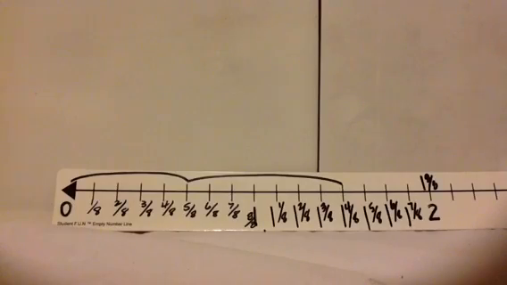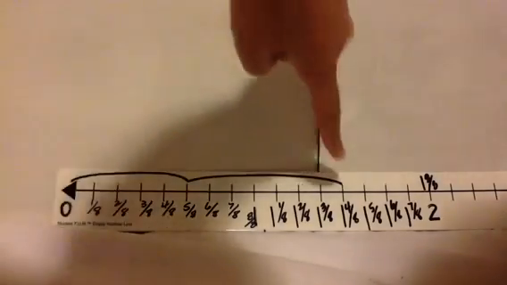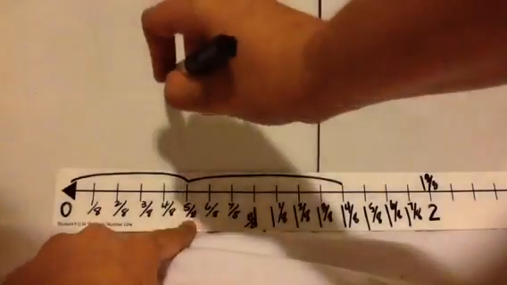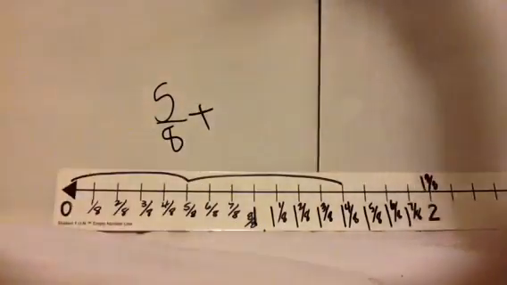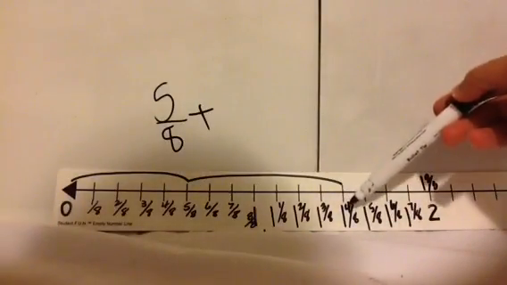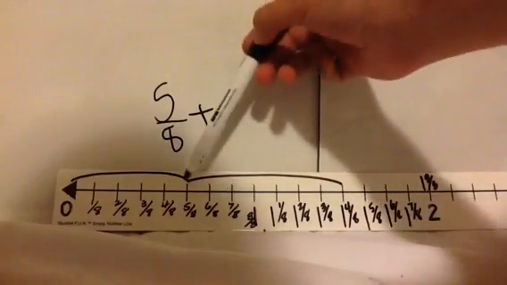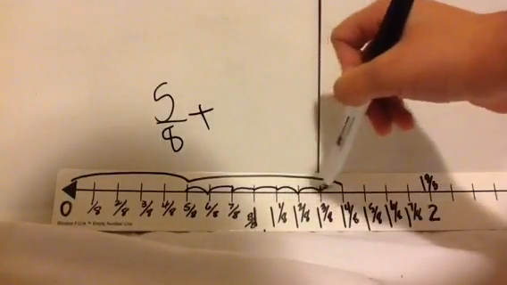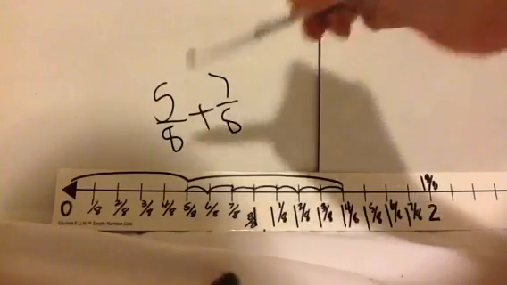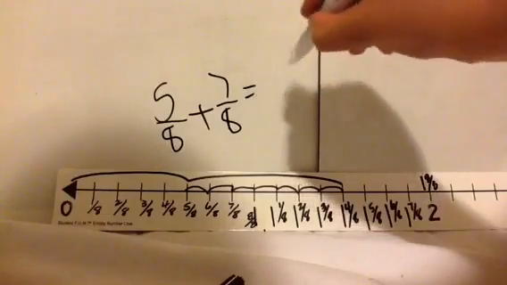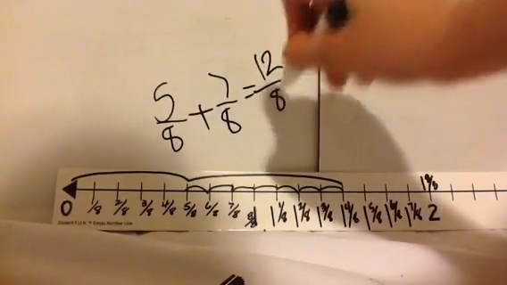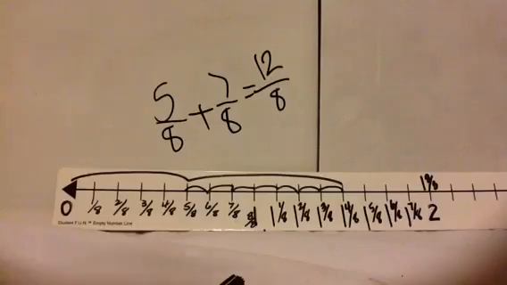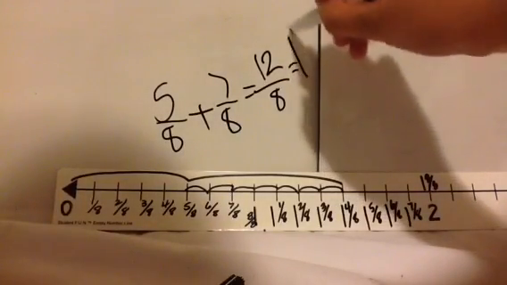So when you fill the whole thing out, then you can say the answer is 1 and 4/8. And your math problem would be 5/8 plus, and then this part is tricky. You don't want to say plus 1 and 4/8. That's actually your answer. You have to count this one on its own. So 1, 2, 3, 4, 5, 6, 7/8. So 5/8 plus 7/8 equals 12/8. And so 12/8 is also 1 and 4/8.